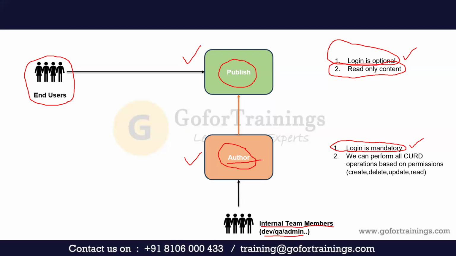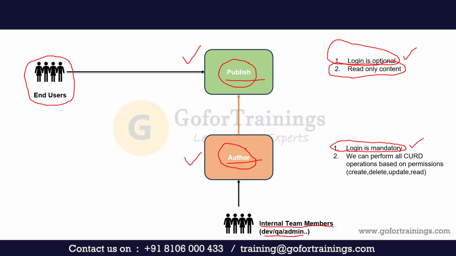Let's say a new page needs to be created. Log in to the author server as an internal team member, like a content author or developer, and you can create the content in the author server. The author server is for content creation purpose. The publish server is for content rendering purpose. The roles are completely different. Author is only for content creation, modification, and deletion. The publish server is for content rendering.